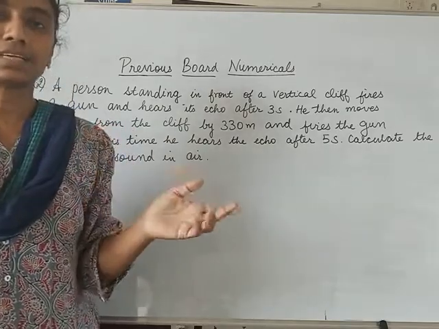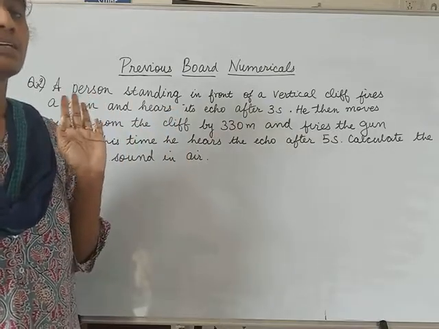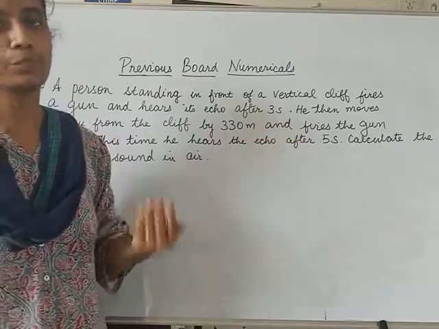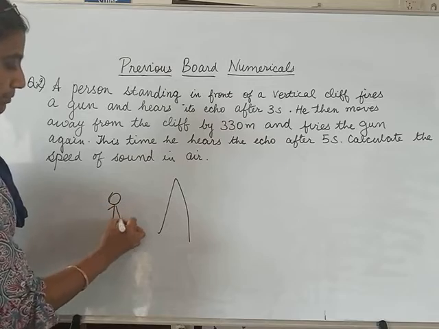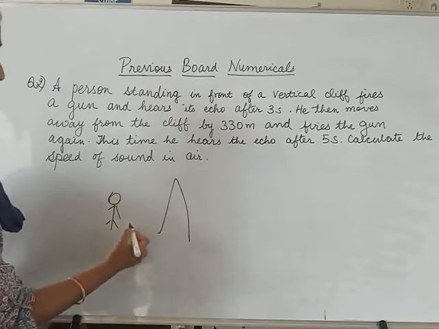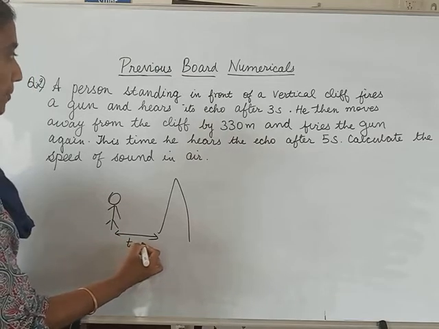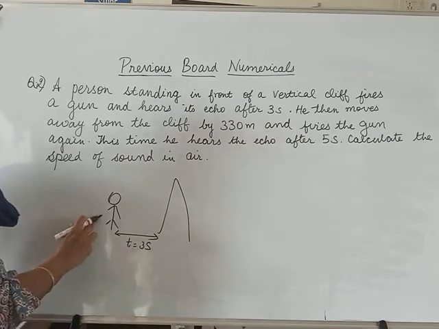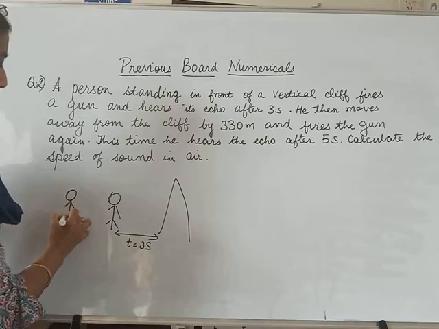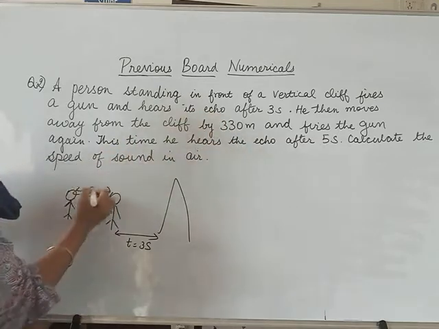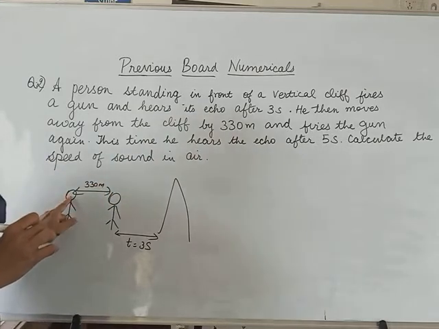Now this is the same type of question you had from the example I solved, where he is moving towards the cliff. Here he is moving away from the cliff. Let's see how to solve it. So originally the person was here. He fired the gun from here and he hears an echo after 3 seconds. Now he is moving 330 meter away, and now from here he fires the gun.